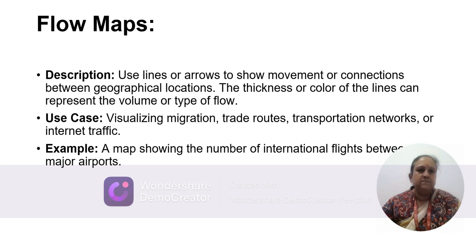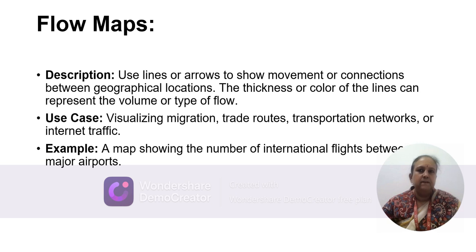The next type of map is flow maps. Flow maps use lines or arrows to show the movement or connections between geographical locations. The thickness or the colors of the lines can represent the volume or type of flow. So, based on the flow, you can identify with the arrows the movement and the connection between the areas.